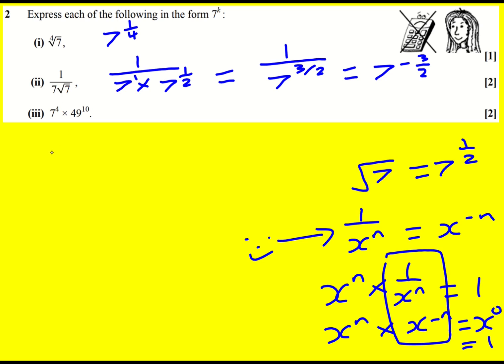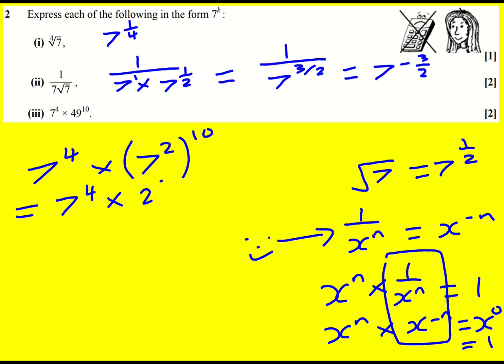Finally, we're left with 7 to the 4 times 49 to the 10. So 7 to the 4, I'm not going to do anything with that. It's the 49 to the 10 I need to do something with. 49 is actually 7 squared. So it becomes 7 squared to the power of 10. And this is going to be 7 to the 4 times 7 to the 20. If I use my third rule of indices, 7 to the 4 times 7 to the 20, multiply those two. And finally, we'll be left with 7 to the power 24, which is what we needed.